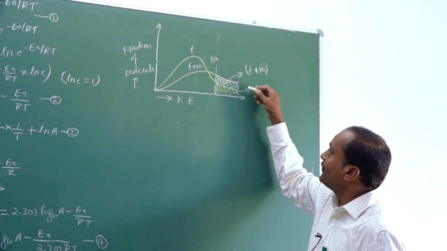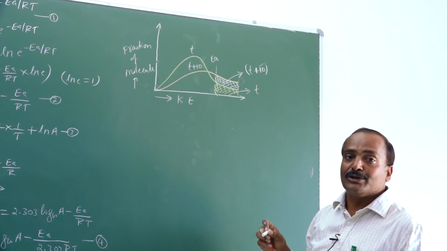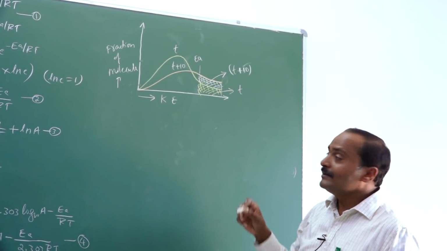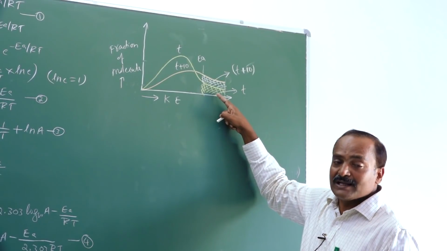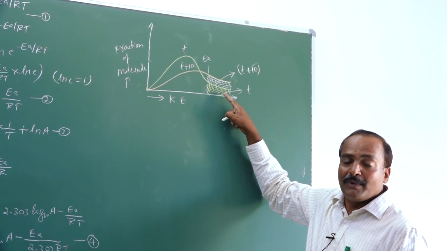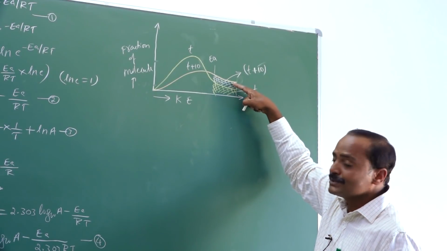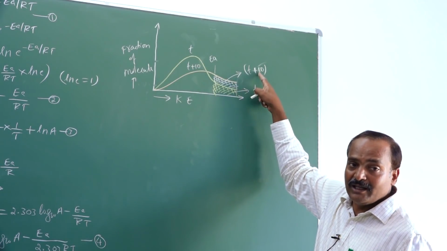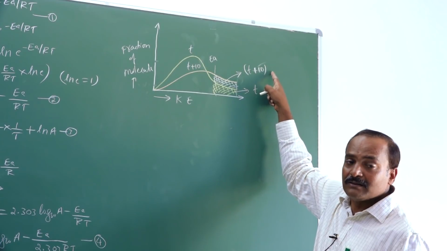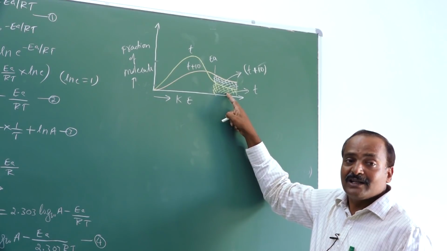This area shows the fraction of additional molecules reacting at T plus 10. This area shows the fraction of molecules reacting at T.